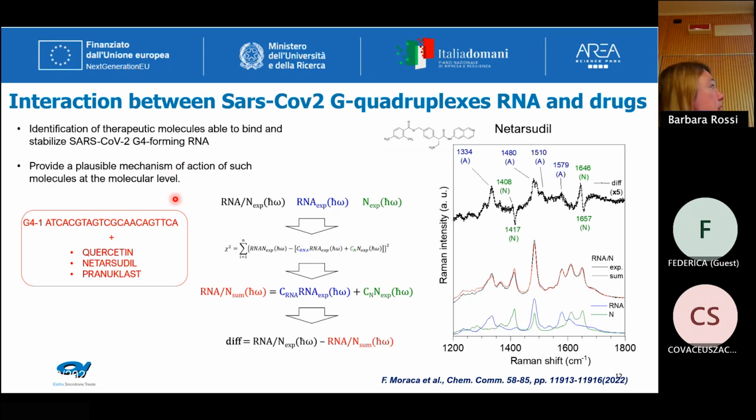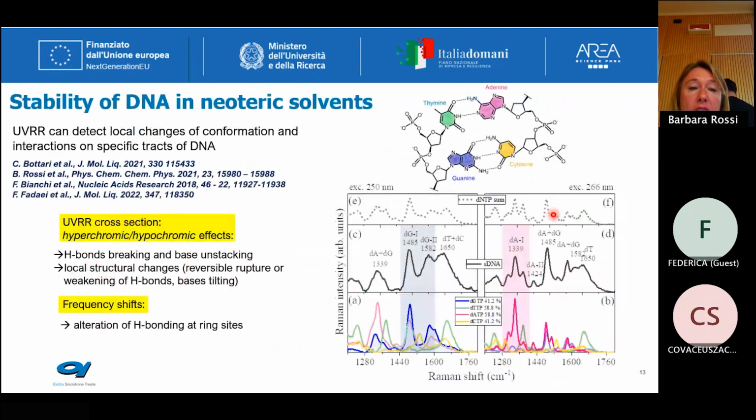And in this case, we can see that, for example, we can extract particular information from the so-called difference spectra, which are the spectra where we subtract the contribution of the single nucleobases, and we can identify in this way the specific effect of the drug at specific sites of the RNA in this case.